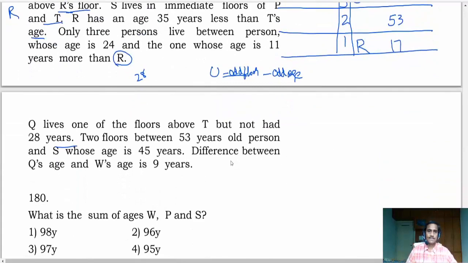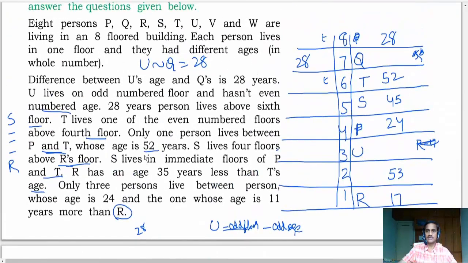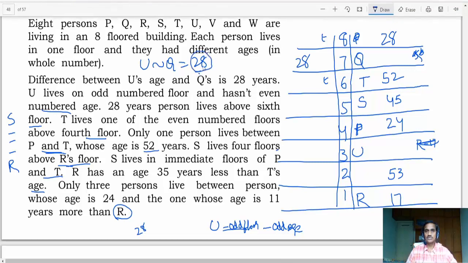Next one. Difference between Q's age and W's age is 9 years. Q and W's age ఎంత చెప్పండి, 9 years అన్నాడు. U and Q మధ్యలో difference 28 అన్నాడు. U కి Q కి మధ్యలో difference ఎంత రావాలి? 28 years. Then where should this W be?